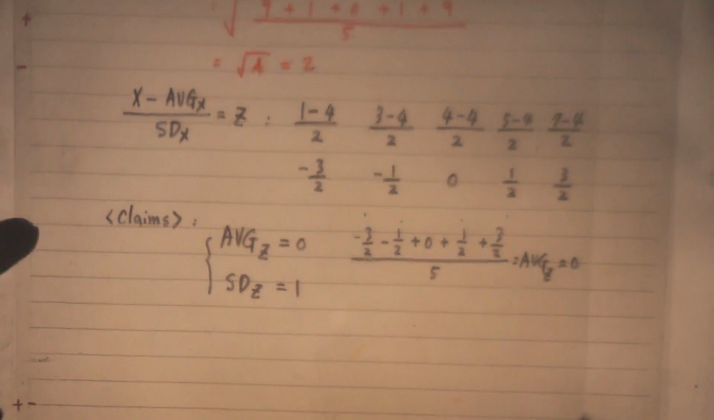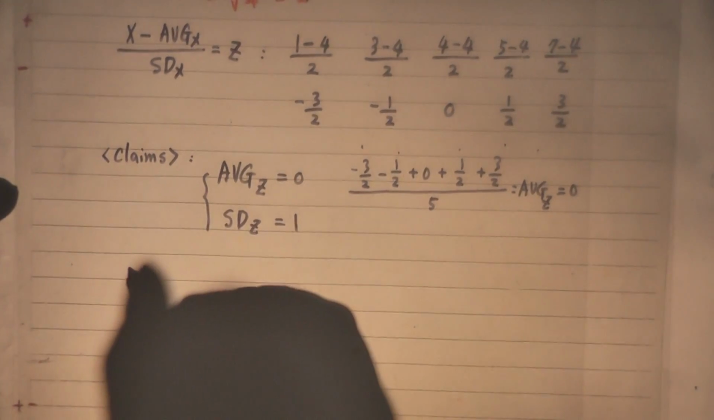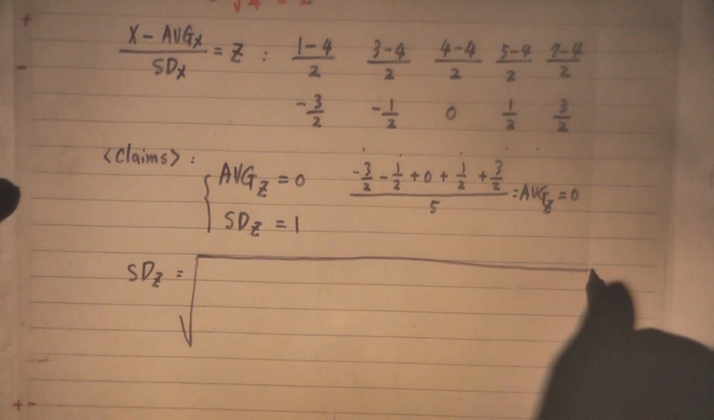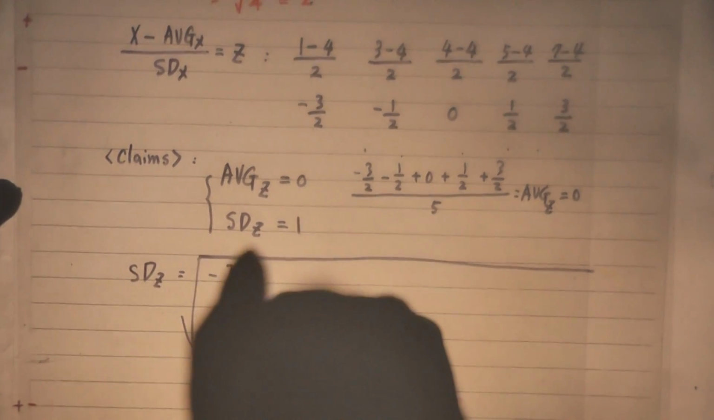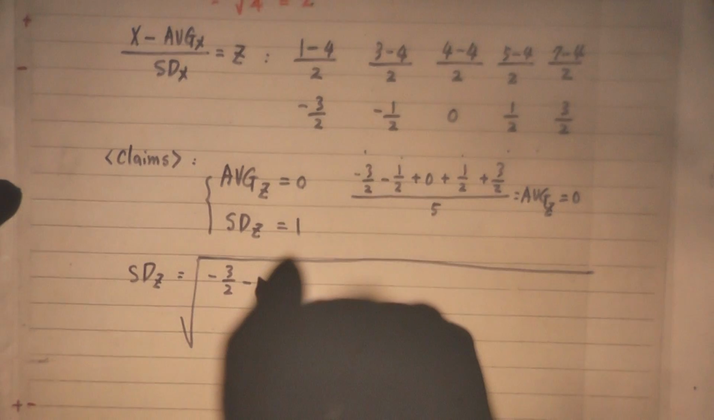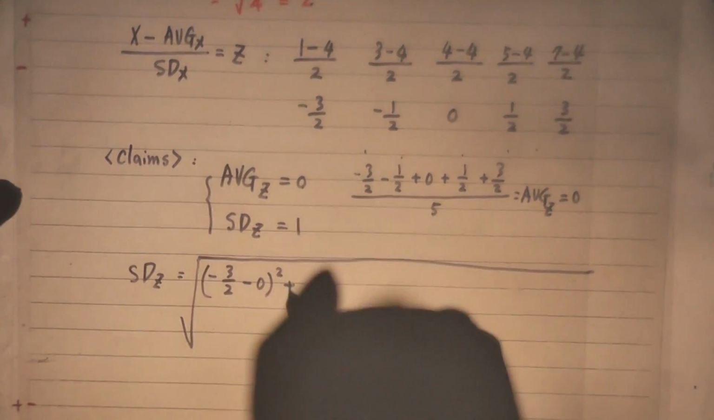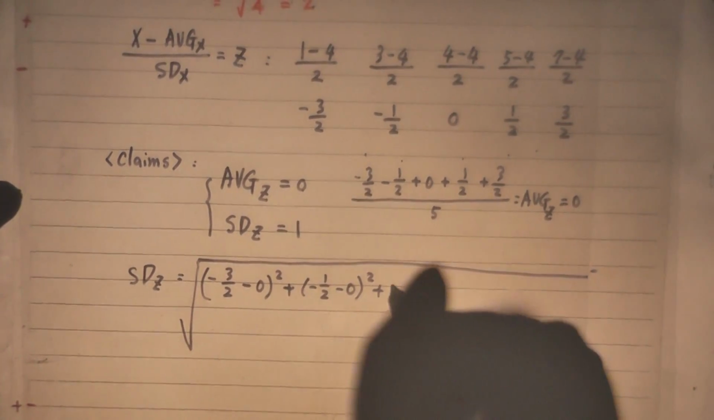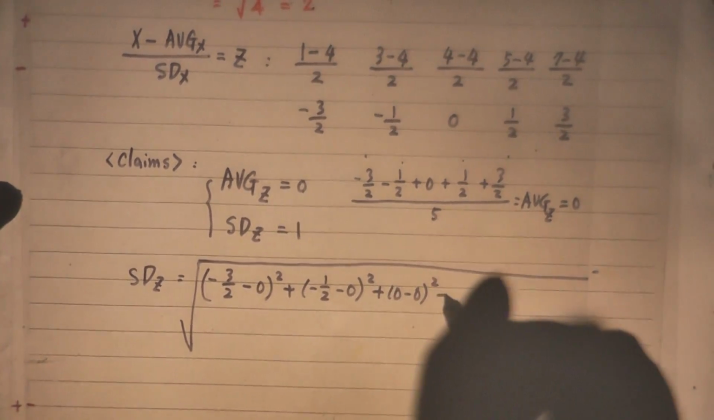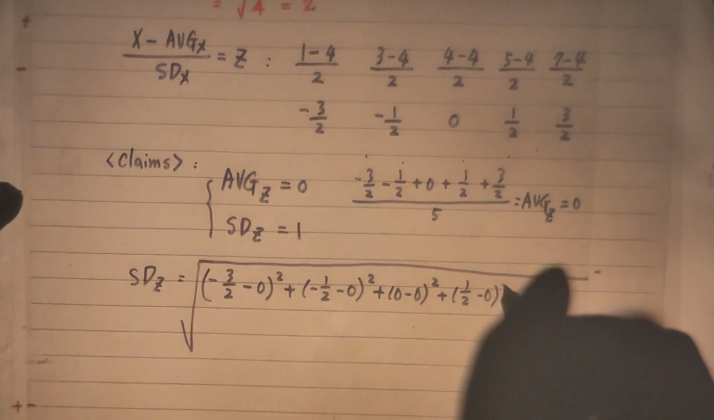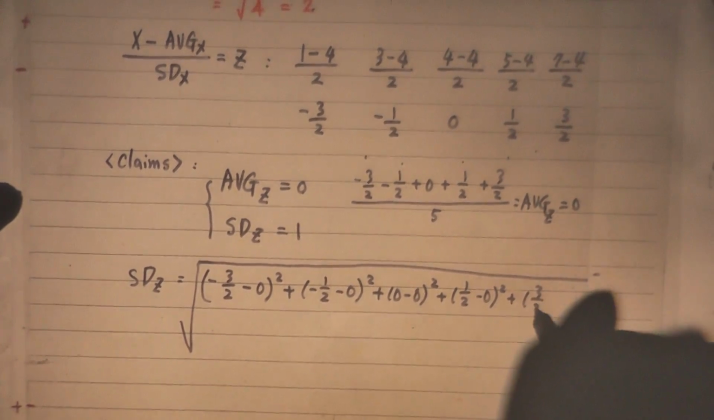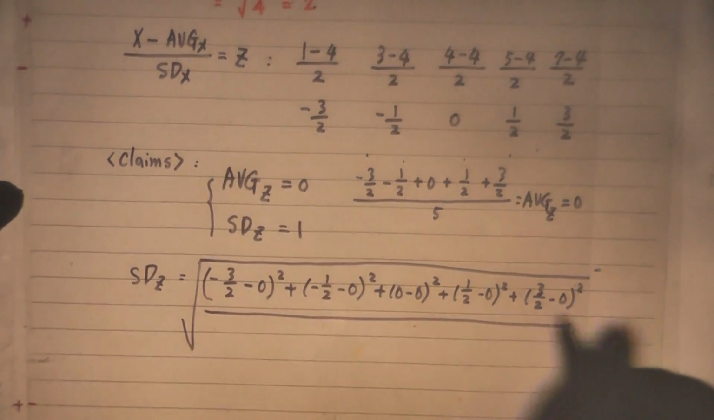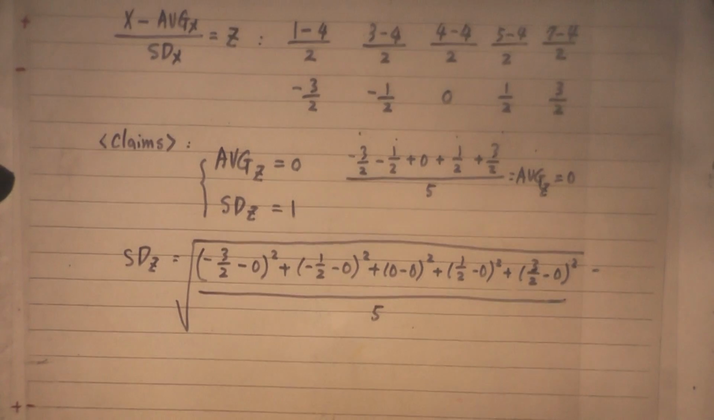Now next one, what's the standard deviation of the z-scores? Minus 3 over 2, subtract the average of z, which is 0, and I square the term. Next one, minus 1/2, subtract the 0, and I square the term. 0 minus 0, I square the term. And 1/2 minus 0, I square the term. And then 3 over 2 minus 0, I square the term. And then I divide it by 5.